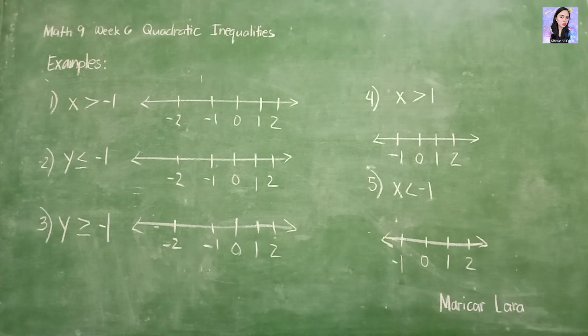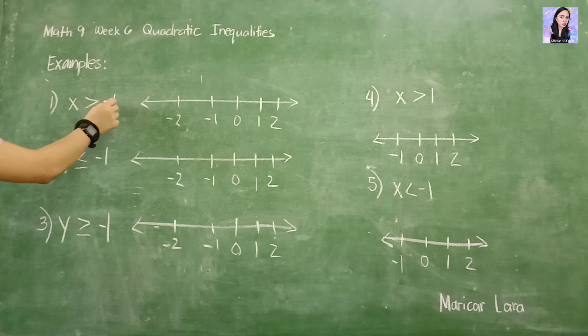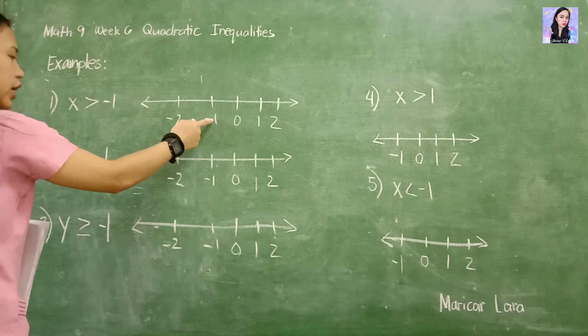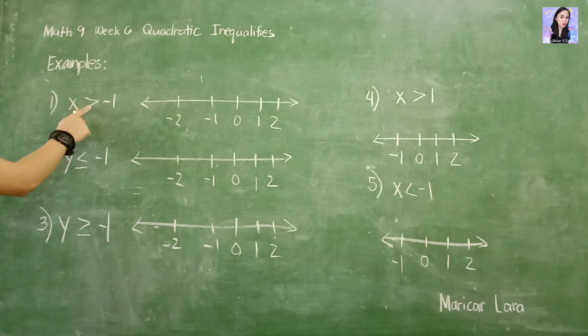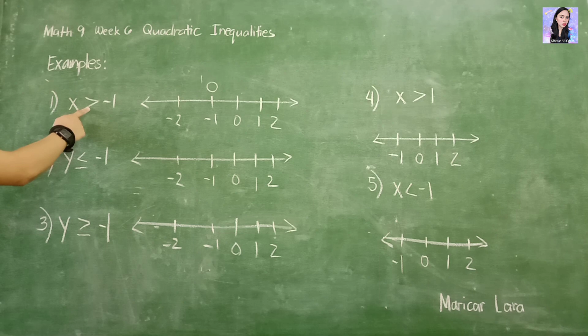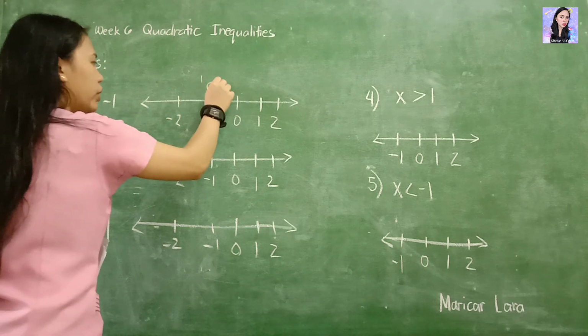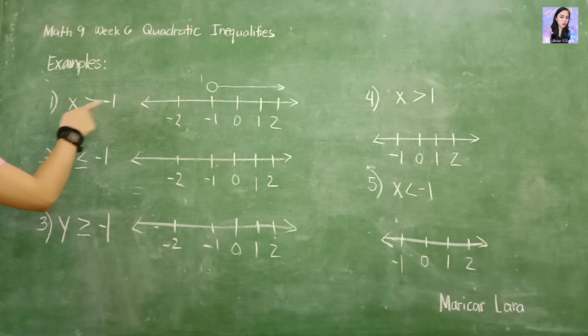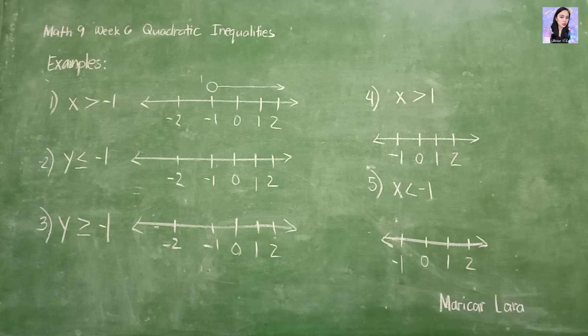Okay? Okay, so let's have examples. So, number 1, we have x greater than negative 1. So, una, hahanapin muna natin si negative 1 sa ating number line. Ito si negative 1. And then, tingnan niyo yung symbol kung siya ba ay open or closed na circle ang gagamitin. Since walang guhit sa ilalim, ang gagamitin natin ay yung open na circle. And then, kung saan siya nakaturo, dun din nakaturo yung ating graph. So, going to the right tayo, kasi nakaturo siya sa right din yung ating graph. So, yan na yung ating graph sa number 1.